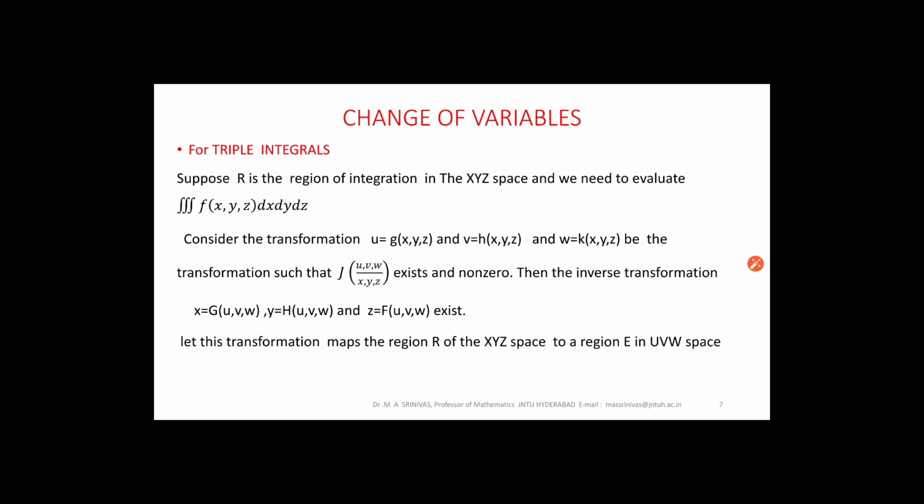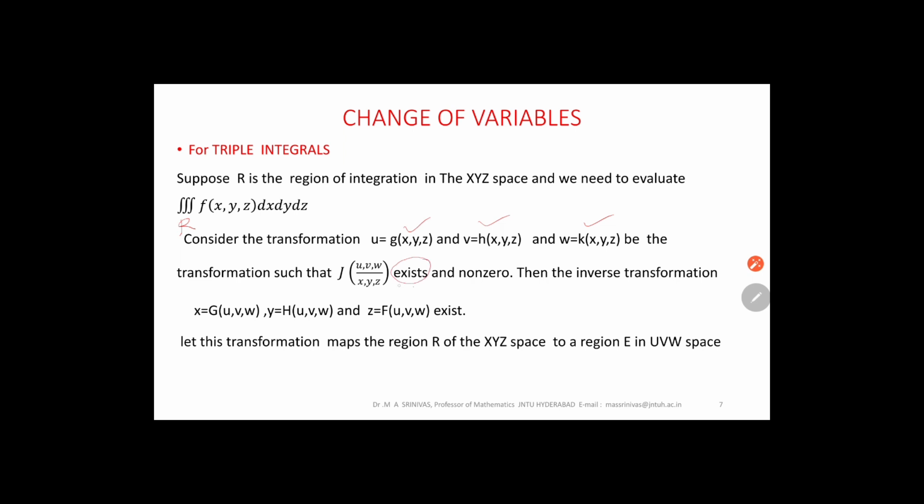Similarly, in the triple integral, in the same way, if you have some region R in the xyz space and we need to evaluate the triple integral over this region, consider the transformation u, v, w. Because you have three variables, you will have a u, v, w space. In that space, this transformation is such that the Jacobian of u, v, w with respect to x, y, z exists. Of course, existence anyway, it always exists.